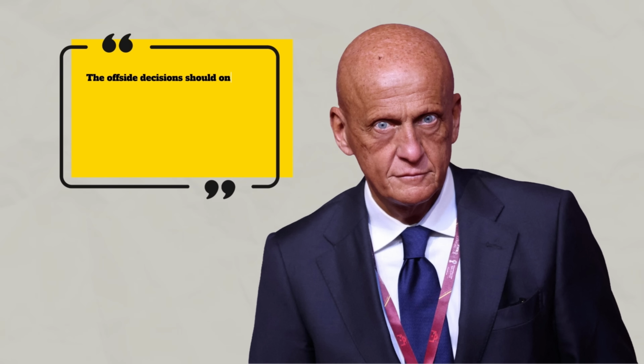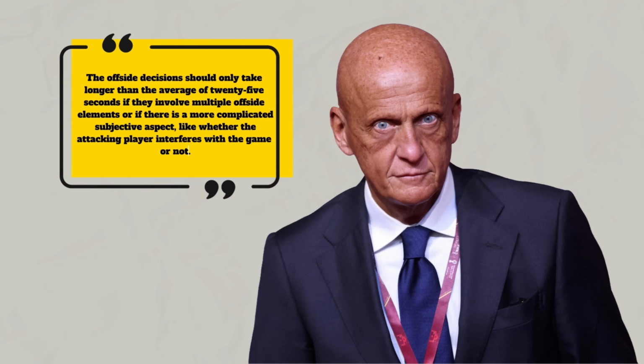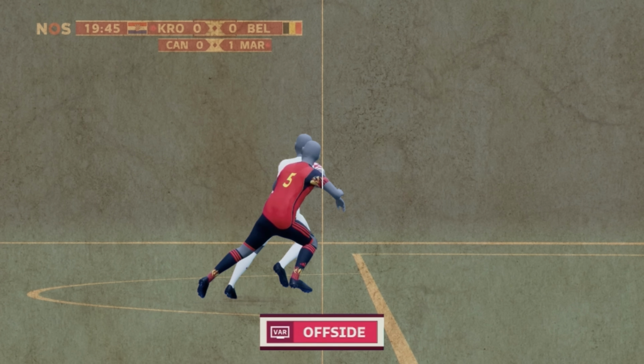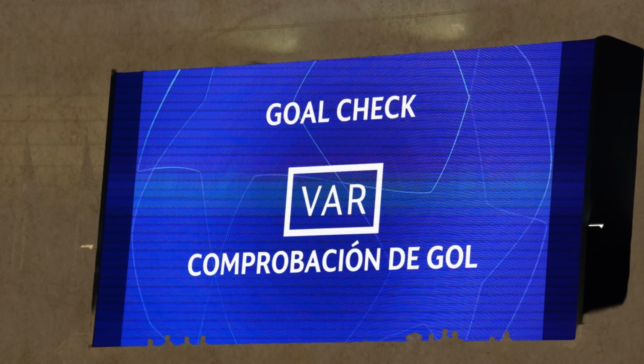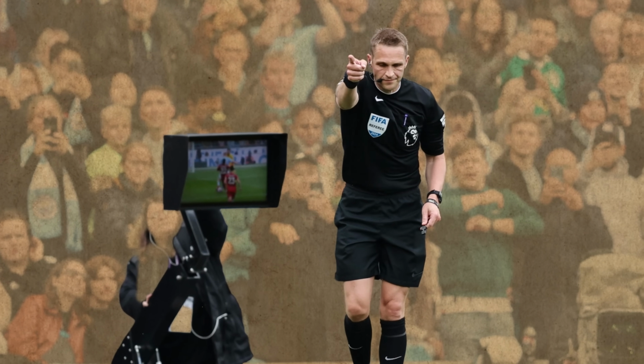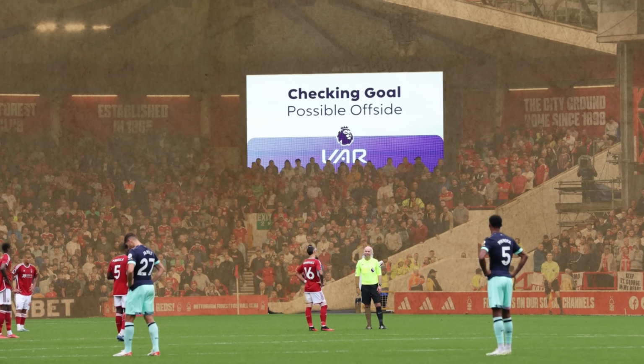Again, Pierluigi Collina himself explained that offside decisions should only take longer than the average of 25 seconds if they involve multiple offside elements, or if there is a more complicated subjective aspect, like whether the attacking player interferes with the game or not. With this technology, the precision reached an unprecedented level, to the point where we started seeing offsides by literally wearing one size bigger shoes. For both commentators and fans, shouting a goal is just not the same anymore. Now, we have to wait for confirmation.